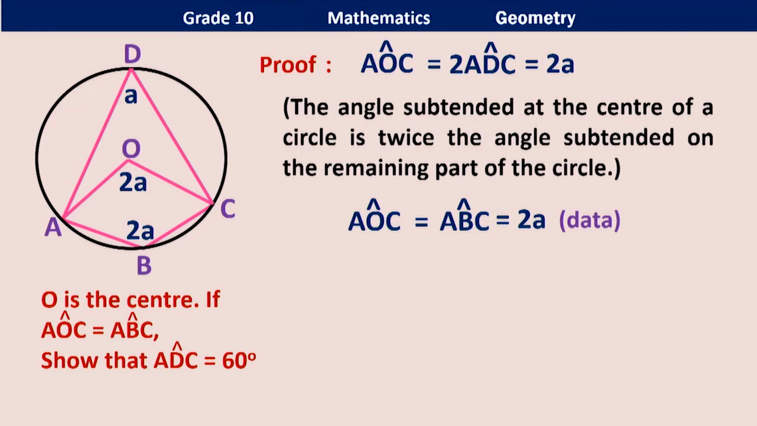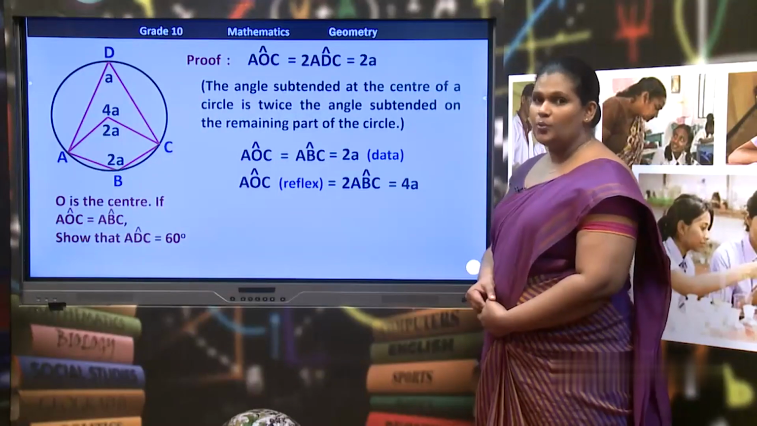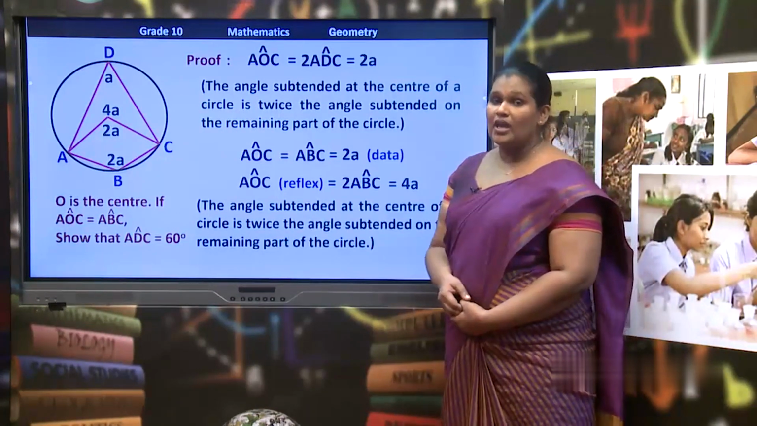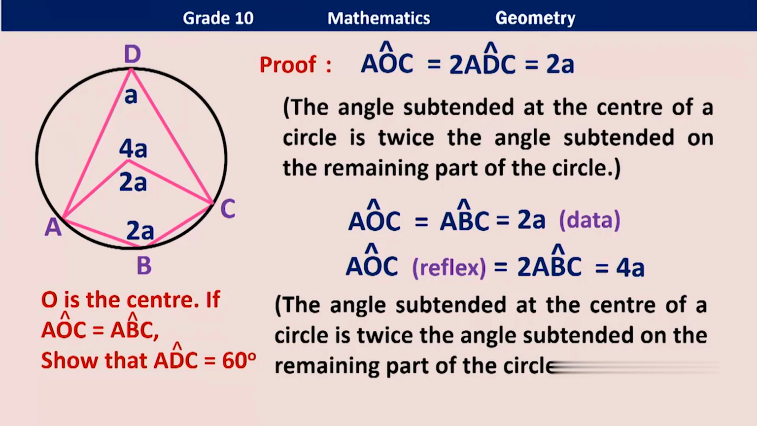Right. Now, we have got two relationships. Both relationships are equal to 2A. Now, what I am going to do is consider the AOC reflex angle. When I consider the AOC reflex angle, that is equal to twice the ABC angle. We already know that the magnitude of ABC angle is taken as 2A. So, twice of it should be equal to 4A. So, reflex angle AOC is equal to 4A. Now, that is the next relationship we can get. There also we have to mention the reason, that is, the angle subtended at the center of the circle is twice the angle subtended on the remaining part of the circle.